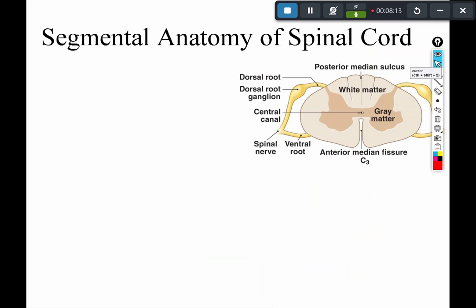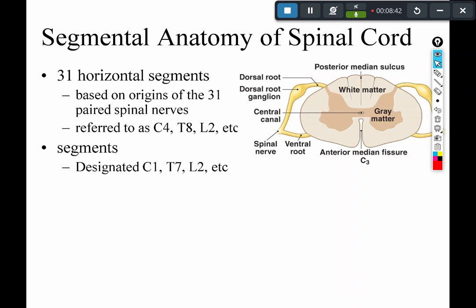So now we're going to look at the segmental anatomy of the spinal cord, which is another way of saying a spinal segment or a spinal cord segment is just what you would see if you took a cross section of the spinal cord at a particular level. Is it in the cervical spine? Is it in the thoracic spine? Is it in the lumbar spine, etc.? What would you see in cross section? What histological and gross anatomical features are there, and what do they mean or do?